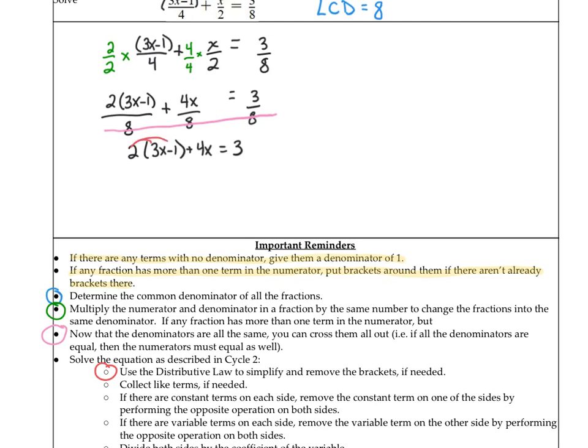So that means this part here, use the distributive law to expand those brackets. 2 times 3x is 6x, 2 times negative 1 is negative 2, and then plus 4x. And on the right side, we just have 3. Then you're going to collect like terms if needed. On this side, the 6x and the 4x are like terms, so you can change that to 6x plus 4x is 10x. Minus 2 equals 3.